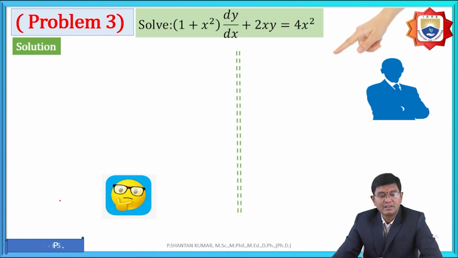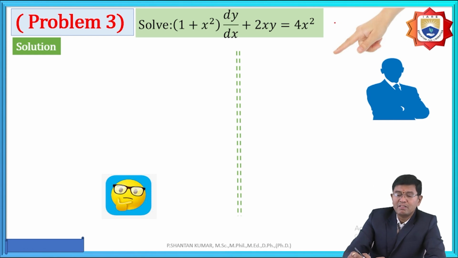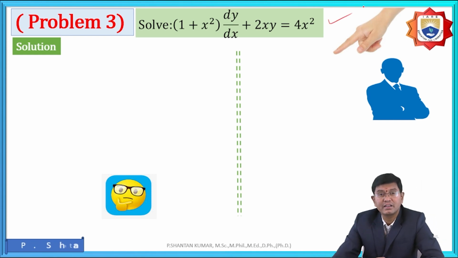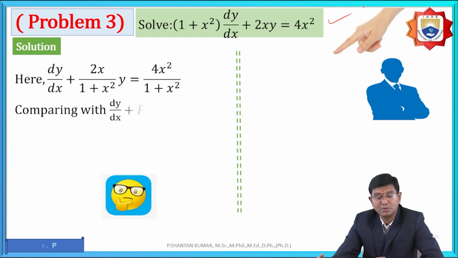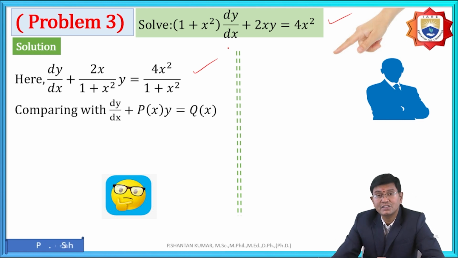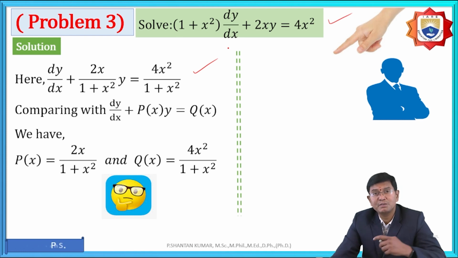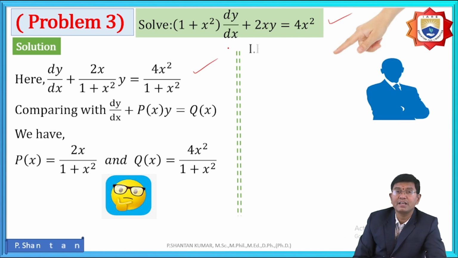And next one, solve: (1 plus x square) dy by dx plus 2xy is equal to 4x square. While observing this problem, it is clearly a linear equation, in the form dy by dx plus Py is equal to Q. That means we need to divide by 1 plus x square on both sides. The equation is then a linear differential equation. And here, according to the working rule, we need to identify P and Q. Here P is 2x by 1 plus x square and Q is equal to 4x square by 1 plus x square. Therefore, as per the linear differential equation, the integrating factor is e power of integration of P dx.